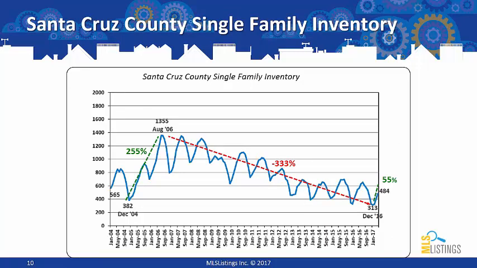Last but not least, this one really surprised me, because unless you look at it in this detail, you don't really get a feel for the market. But Santa Cruz County hit their low of 382 listings in December 04, jumped up 255% to 1355 in August 06. But then they've had some ups and downs, but it's been 10 years and 4 months, and we're still not sure. Well, it looks like we're at the bottom for now at 313 in December 16. They're up to 484, which is a 55% increase.